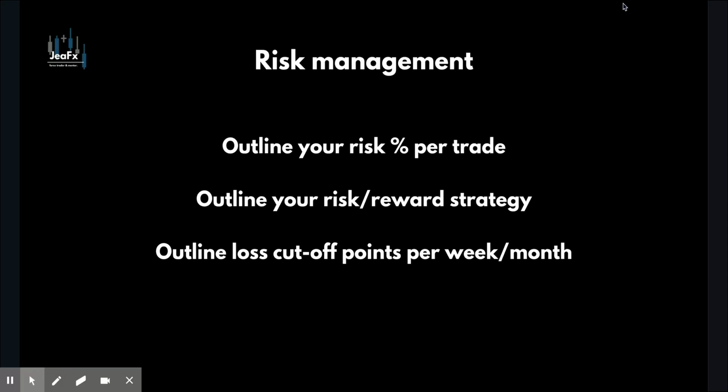In the risk management section, I also recommend outlining your loss cutoff points, right? So as we spoke about a couple of videos ago, if you lose X amount per week, X amount per month, make sure you are actually managing this and cutting off that loss before it gets out of hand.